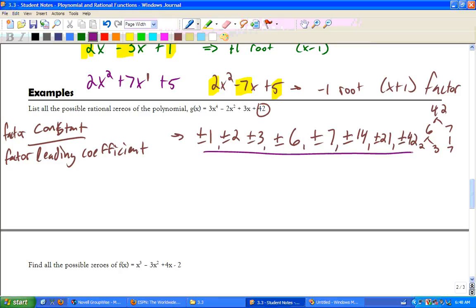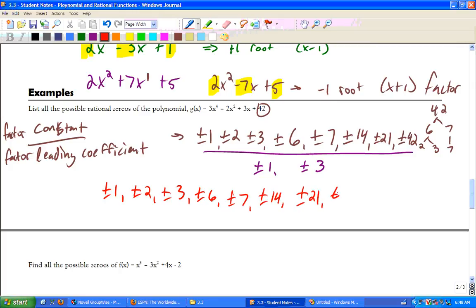All these are going to be divided by the factors of 3, which are positive or negative 1, positive or negative 3. When you start combining these, you can say 1 over 1, that's plus or minus 1, 2 over 1, plus or minus 2, 3 over 1, plus or minus 3, 6 over 1, positive or negative 6, similarly 7, 14, 21, and 42 are all possibles.